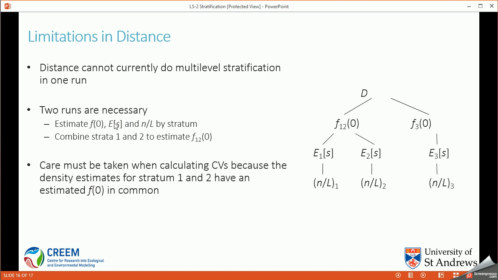So you do the separate stratum estimates for all of the parameters. Then you combine these two strata and you estimate this F0, 1, 2 for those two. And then you've got to combine the estimates you get out of this branch and the estimates you get out of this branch into a single density estimate, but you've got to be a bit careful in doing that, because the estimates of density in this stratum and density in this stratum share parameters in this thing. So they're not independent estimates. And you've got to take account of that lack of independence due to the fact that they have a common detection function estimated for them when you combine them.